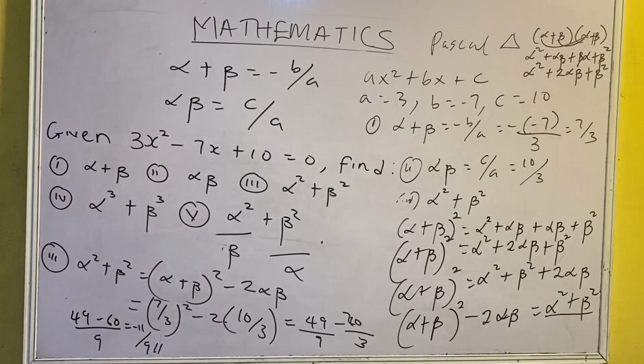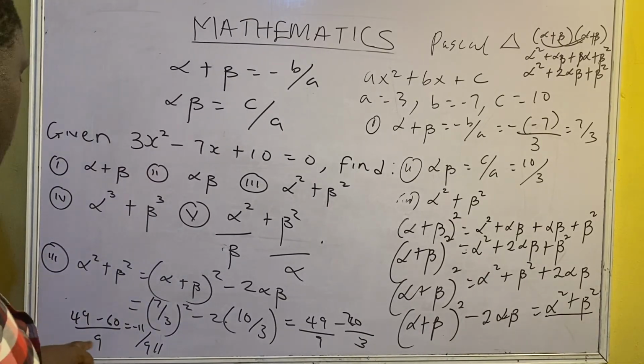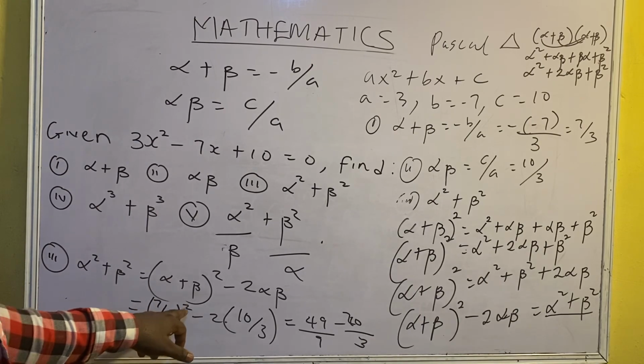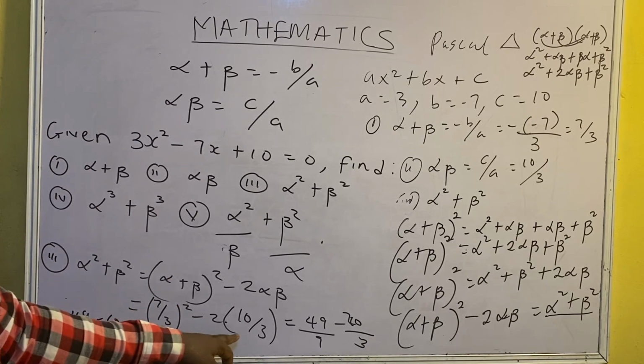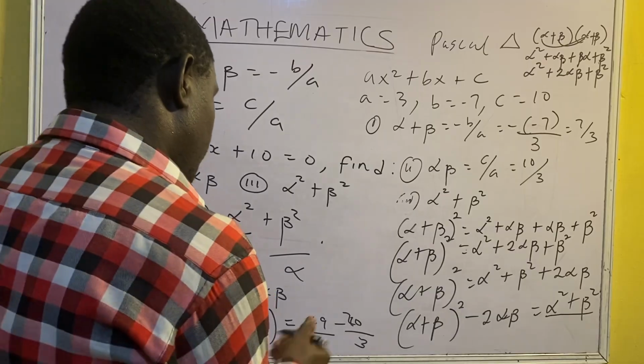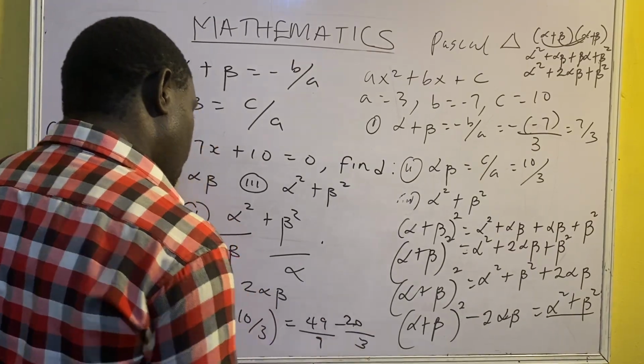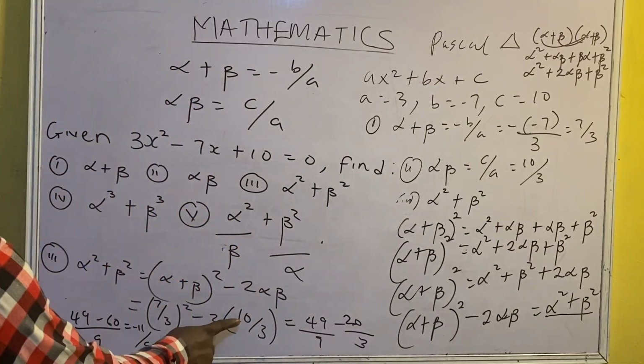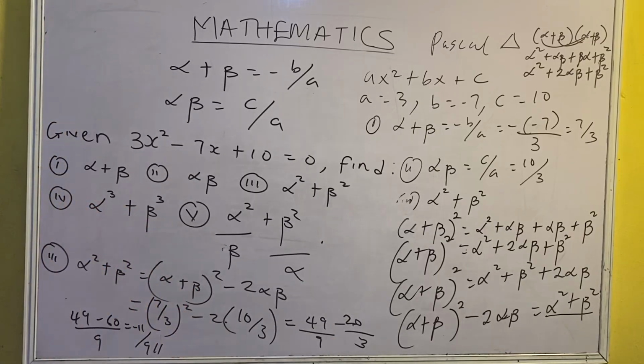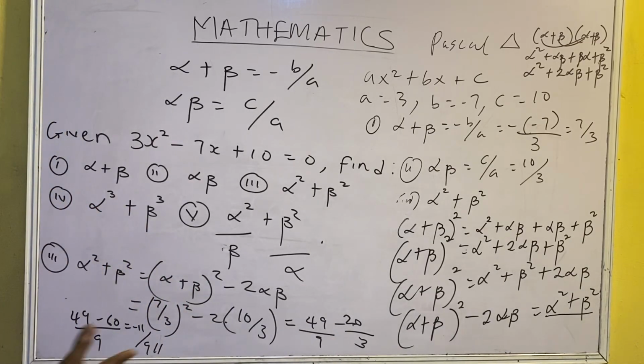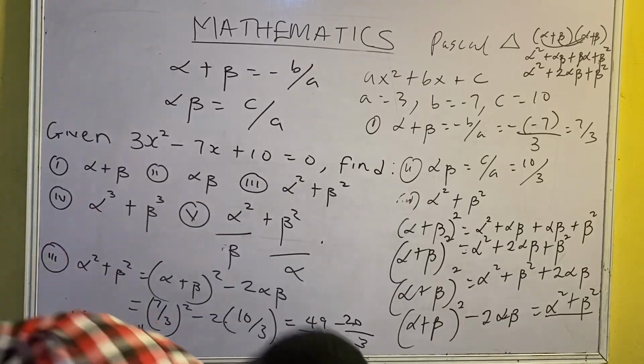That's the answer. Let me go over it again. 49, that's 7 times 7, that's 3 times 3, that's 9. And then here, let me write this one. 2 times 10, that's 20. So you have that. So this is what we have. Then we found the LCM. 9 times 1 times 49, 49. Then 9, 3, 3 times 20, that's 60. So you have that. So that's what we have.